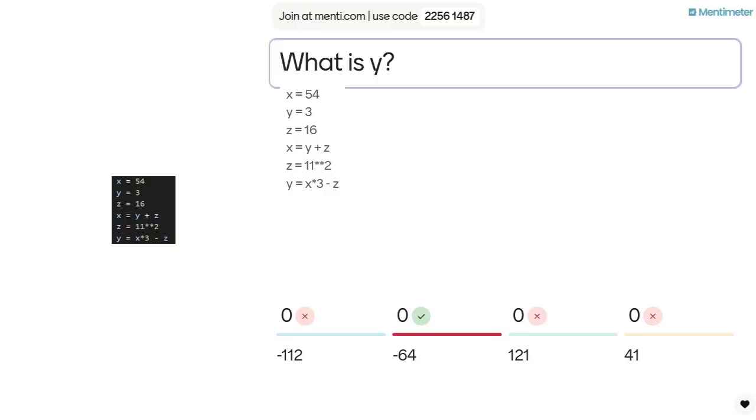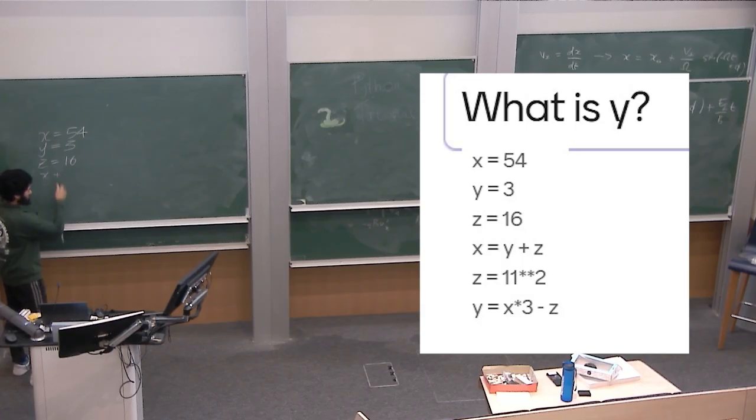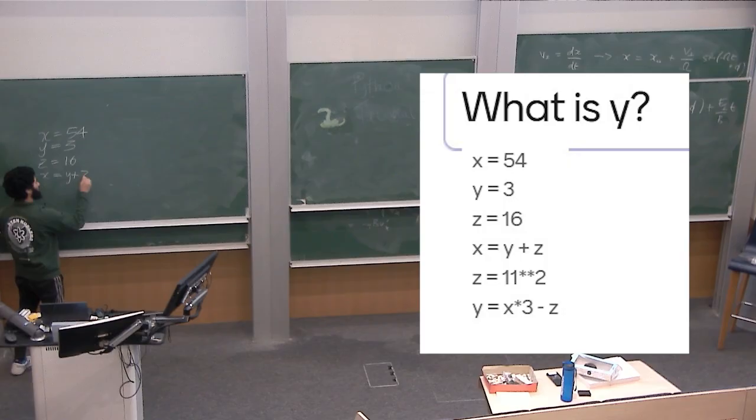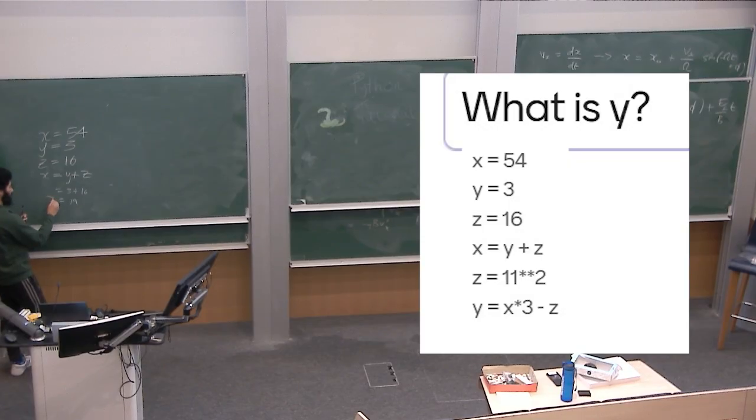Okay, most of you got it right this time. Let's walk through that. X equals y plus z. So what's y equal to? Y is equal to 3. Z is equal to 16. So this will give us 3 plus 16, which is just 19. Okay, x is set to 19.